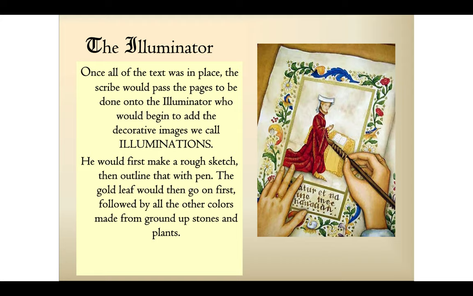Finally, after the parchmenter made the material and the scribe wrote on the material, the illuminator would finally be able to add the decorative images that we call illuminations. All of the text was in place because the scribe wrote all of the text first. So the scribe would pass the pages on to the illuminator, who would begin to add detail and the decorative images that we call illuminations.